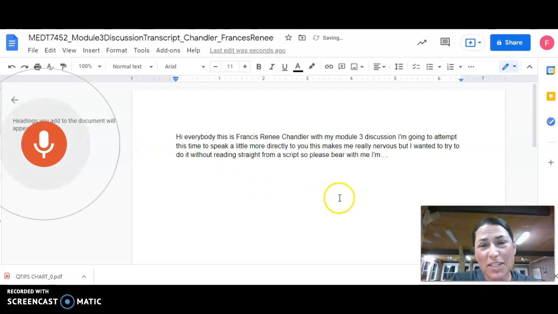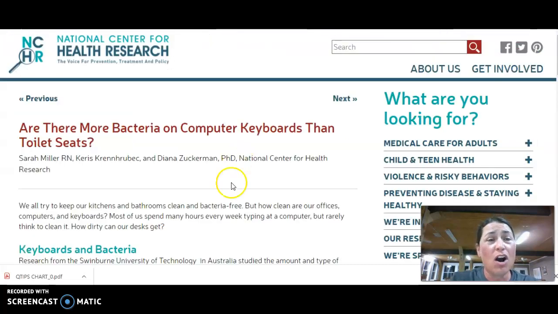So for this particular assignment, I chose to analyze and evaluate an article on bacteria on computer keyboards. I've been teaching computer science in a computer lab for the past 24 years, and I've actually done this little experiment cross-curricular with biology teachers at my school, where they swab toilet seats and some other germy areas around the school, including my computer keyboards and the mice in the room.